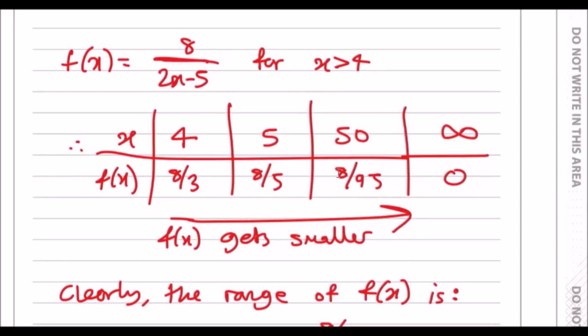I tried 50, you got 8 over 95. So you can see so far it's getting smaller, right? Now this infinity sign is just literally me in the calculator smashing 99999. If you try it in the calculator, you're going to get an answer which is so close to 0. So basically, if you keep putting more 9s, you're going to get an answer which isn't 0 but close to 0.